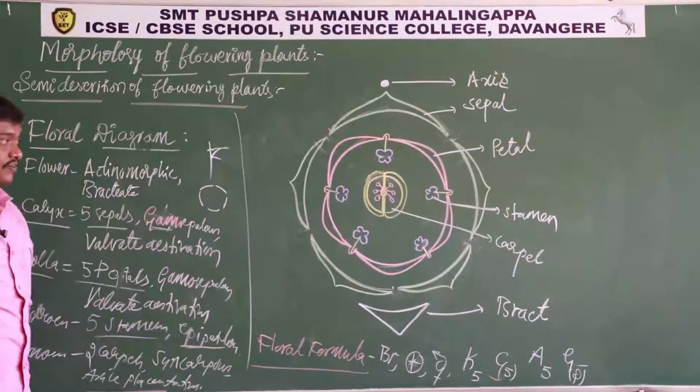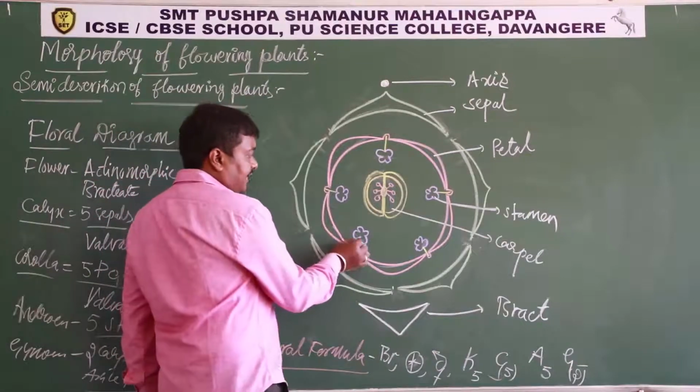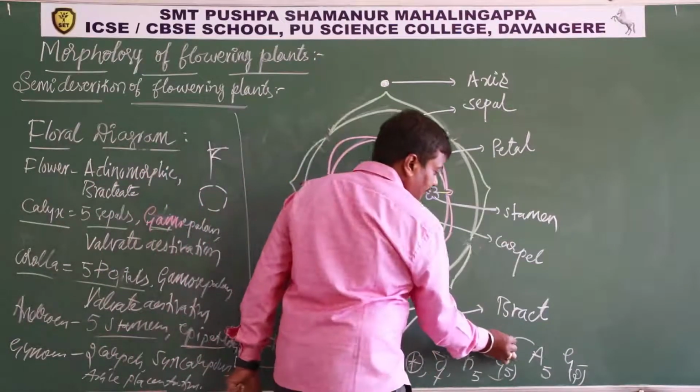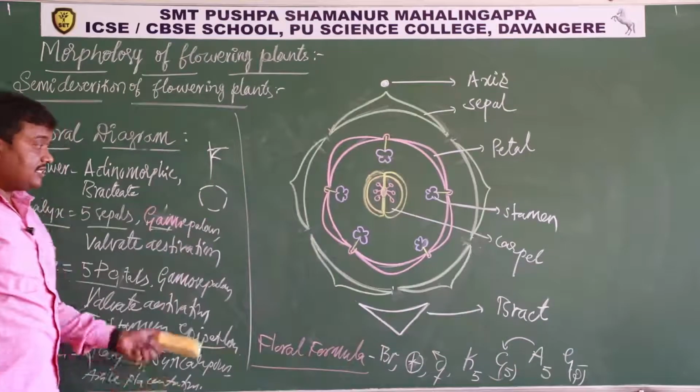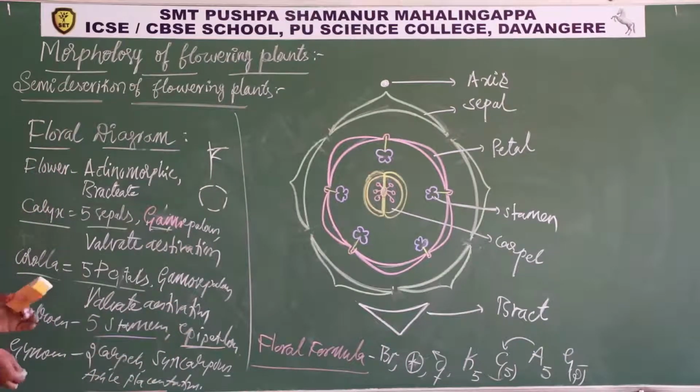ಐ ವಿಲ್ ರೈಟ್ ಇಟ್ ಅಗೈನ್, floral formula. ಓಕೆ, ದೆನ್ ಸ್ಟೇಮನ್ಸ್ ಅಟ್ಯಾಚ್ಡ್ ಟು ಪೆಟಲ್ ದಟ್ ಕ್ಯಾನ್ ಬಿ ರಿಟನ್ ಬೈ ಪುಟಿಂಗ್ ಎ ಆರೋ ಮಾರ್ಕ್ ಲೈಕ್ ದಿಸ್. So this indicates epipetalous. Okay, so let me explain the floral formula again.